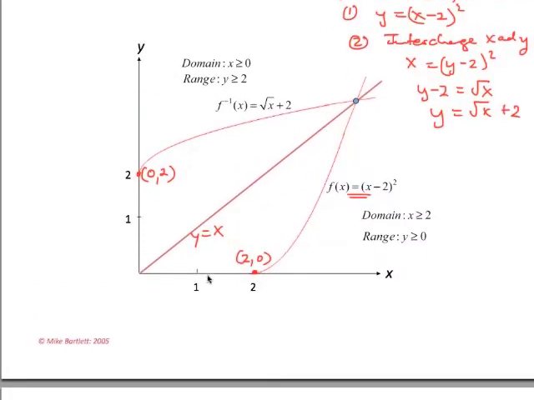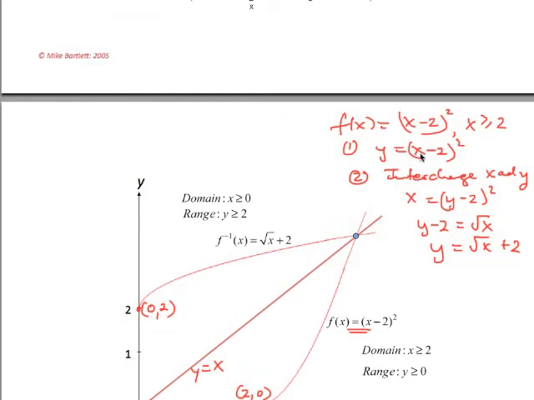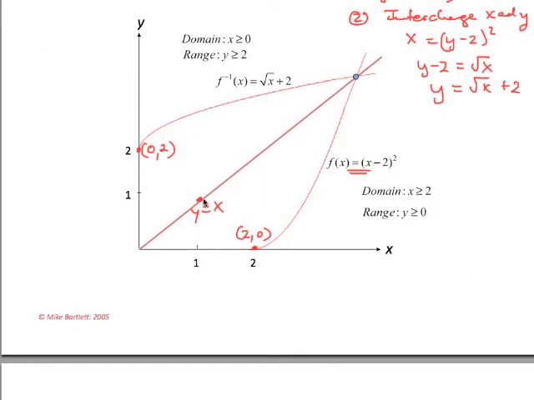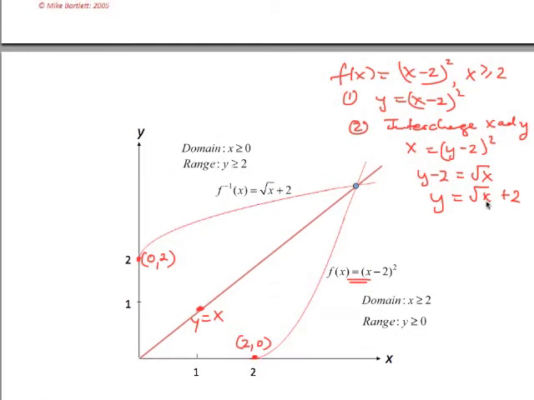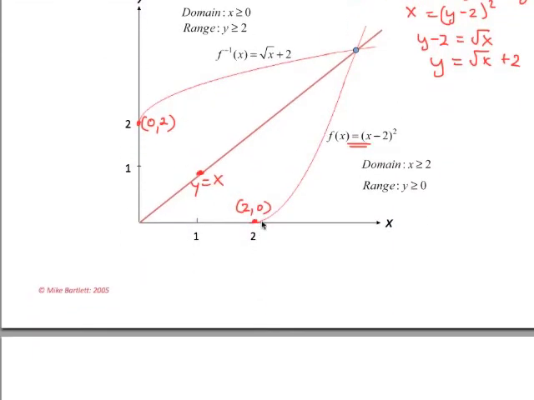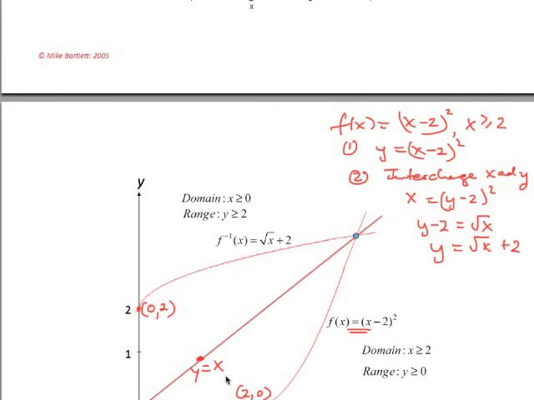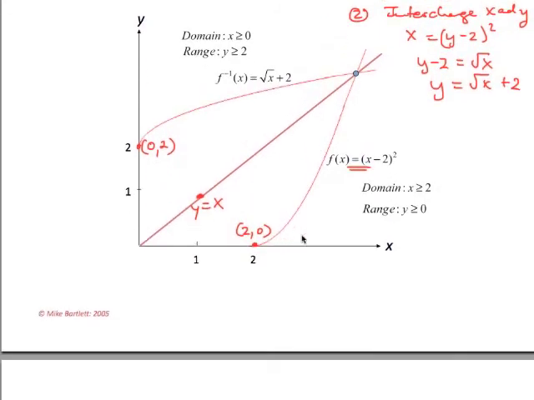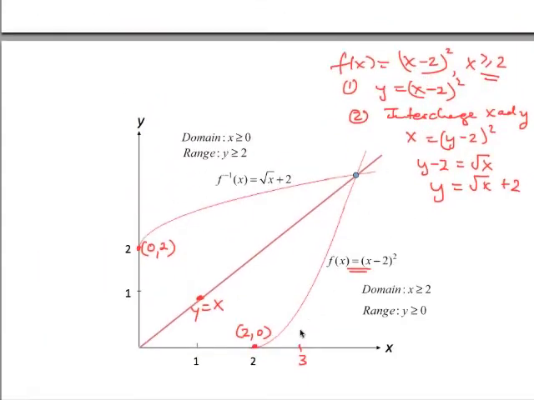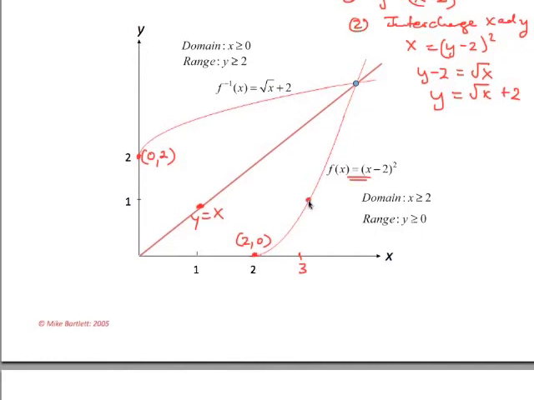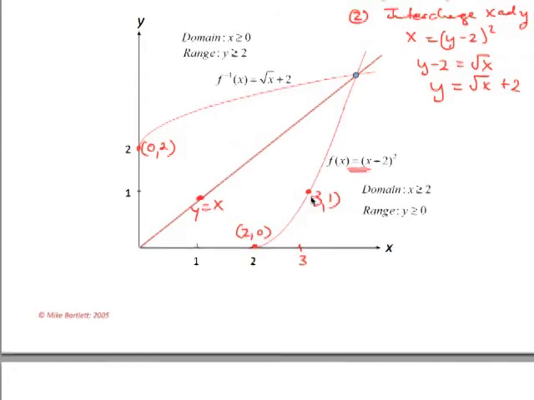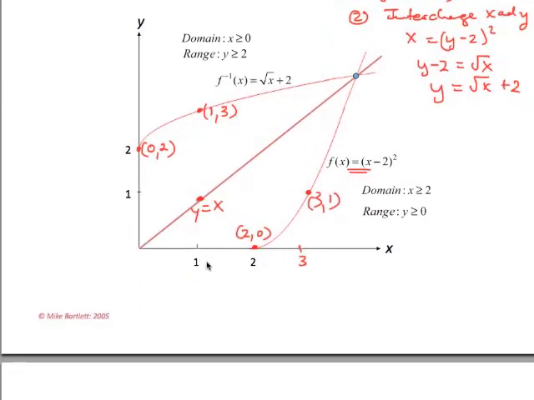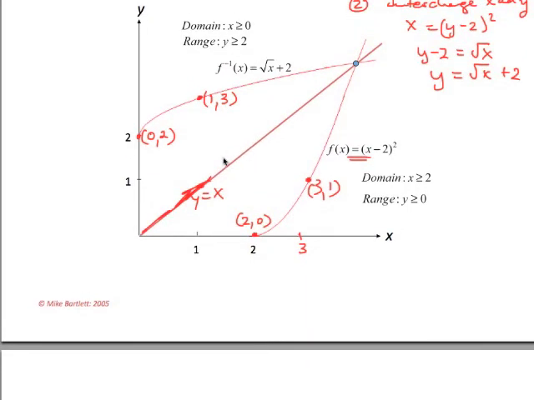Now when x is equal to 1, for example, we would have 1 minus 2 squared, which is 1, but we can't have 1 because x is greater than or equal to 2. So, just reviewing that, let's look at 3, for example. When x equals 3, it's 1, so this point here will be 3, 1. So 1, 3 should be our point over here. Here's our line y equals x, right through here.